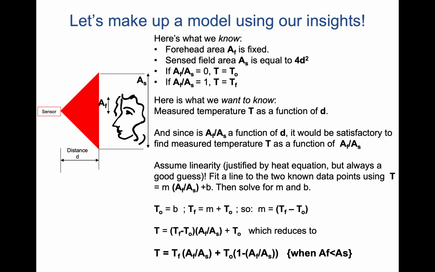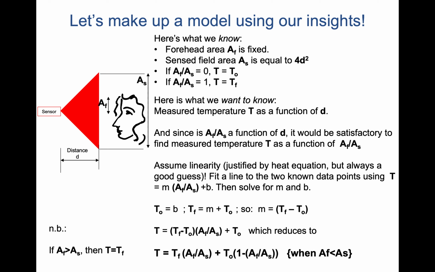Now, all of this is true and valid. There is an unusual case which happens. What if AF is larger than AS? That makes this thing a little bit unwieldy and makes for a non-physical situation. So what we have to note is that if AF is much larger than AS, meaning the forehead is much larger than the sensor area, well, the sensor will still measure a smaller portion of the forehead, and the temperature will still be TF.